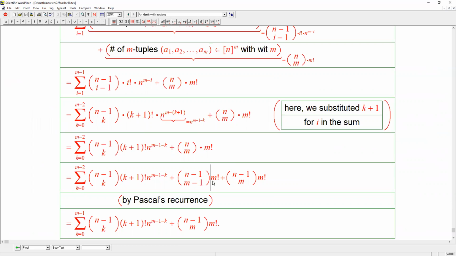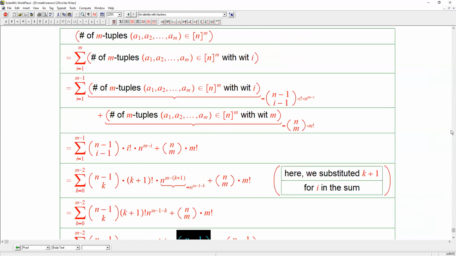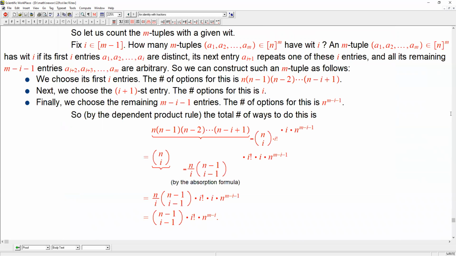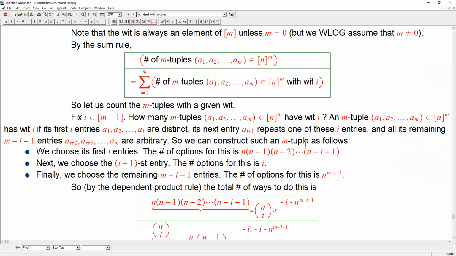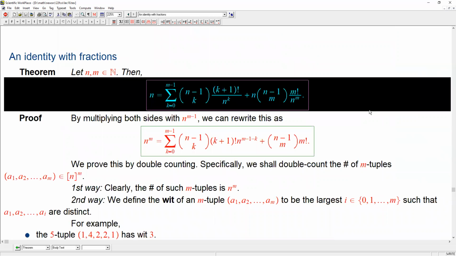To be strict, this use of Pascal's recurrence itself, I guess it's not properly combinatorial, but you can prove Pascal's recurrence combinatorially if you know that this counts subsets. So I would not hold it against this proof that we use Pascal's recurrence. Either way, we proved this identity.